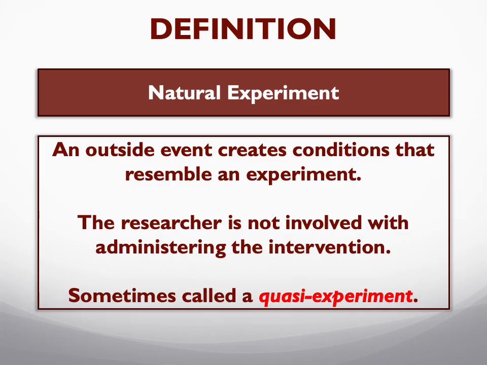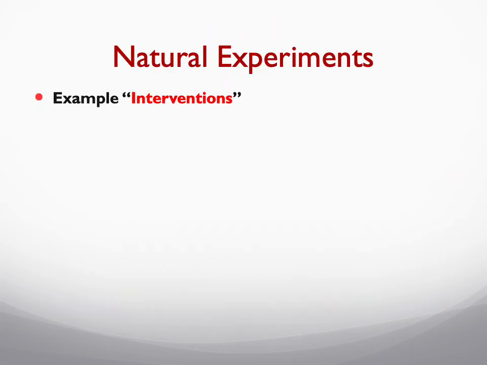All of these things have happened out in the world. So the treatment and the controls have naturally emerged and they exist out in the world, and people have self-selected or been forced into those situations on their own. The researcher has not controlled any of that. So what are some examples of natural interventions that might be occurring in the world that have nothing to do with the researcher?